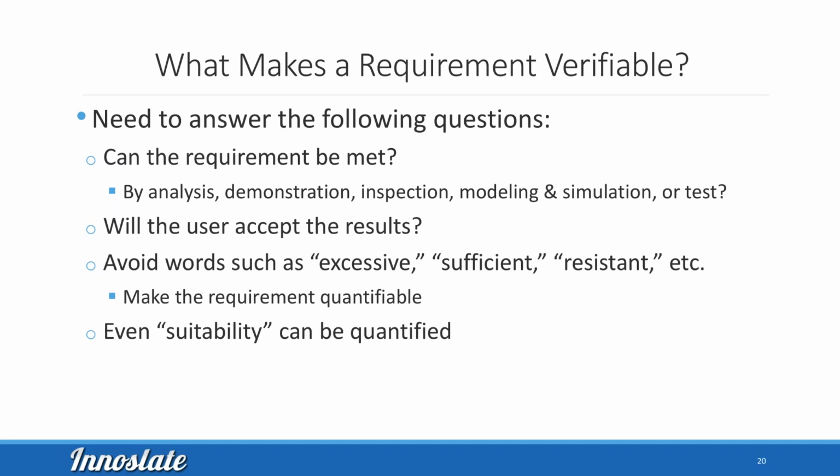Another thing to do is avoid words like excessive, sufficient, resistant, all. By the way, all is another one that gets you in trouble. You know, a number of these other things to watch for. What you're trying to do is make sure the requirement is quantifiable. You can actually measure it. Because if you can't measure it in some form, some way, it's going to be very difficult to prove that you actually met it. And of course, suitability can be quantified even.